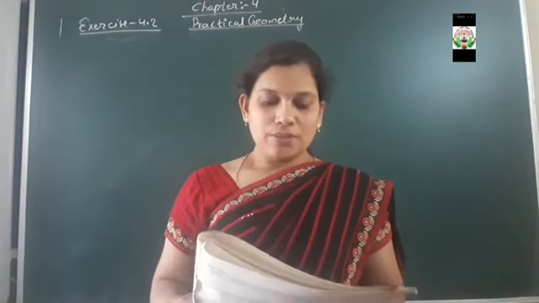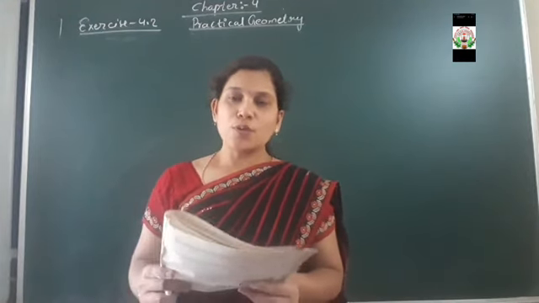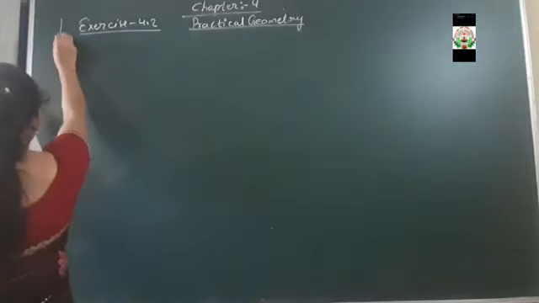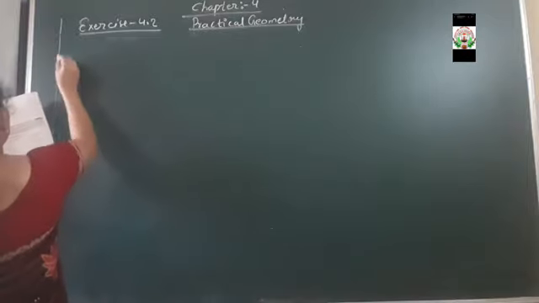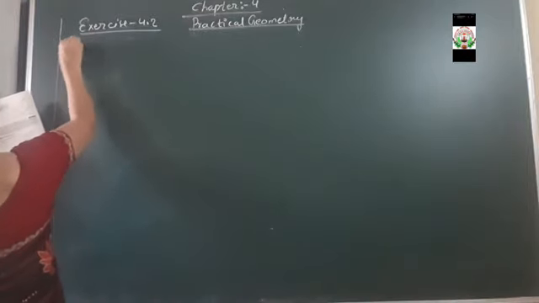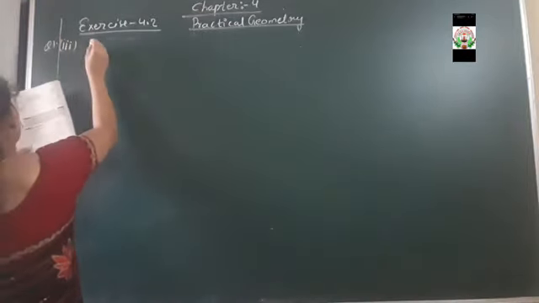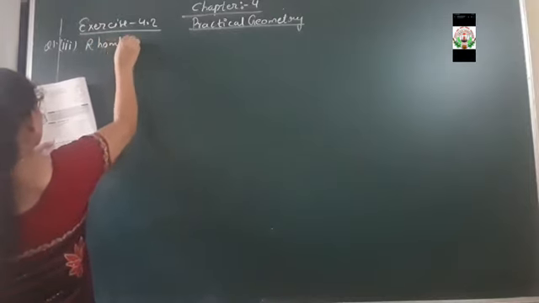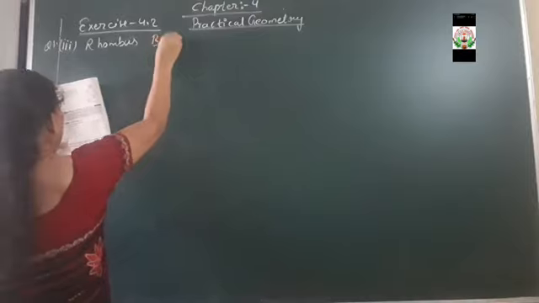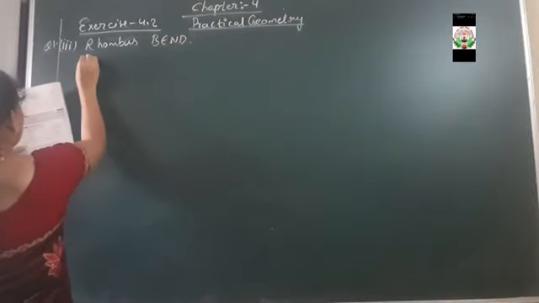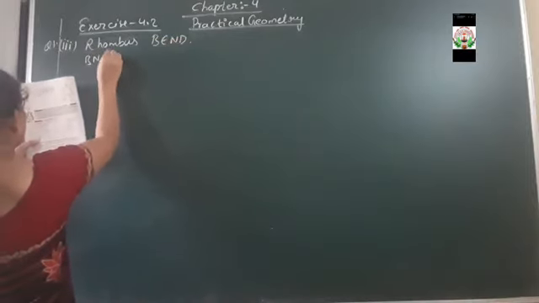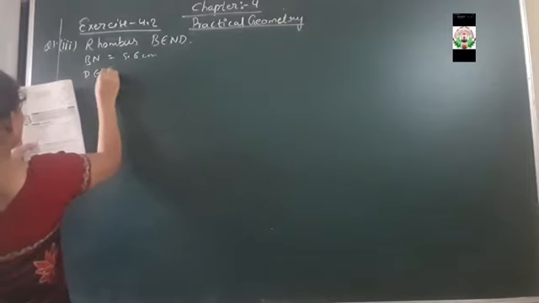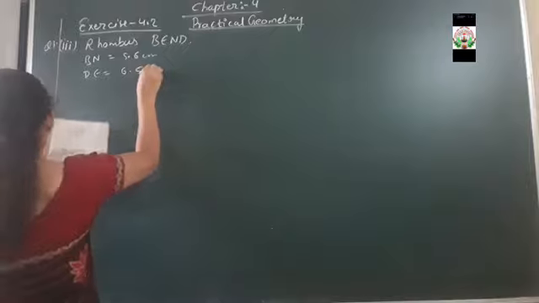So question number 3, exercise 4.2. Last question of this exercise. What is the question we are having here? We have to construct a rhombus. Okay, what you have to construct? A rhombus whose name is BENT. Measurement is given as BN is equal to 5.6 centimeter, whereas DE is given as 6.5 centimeter.